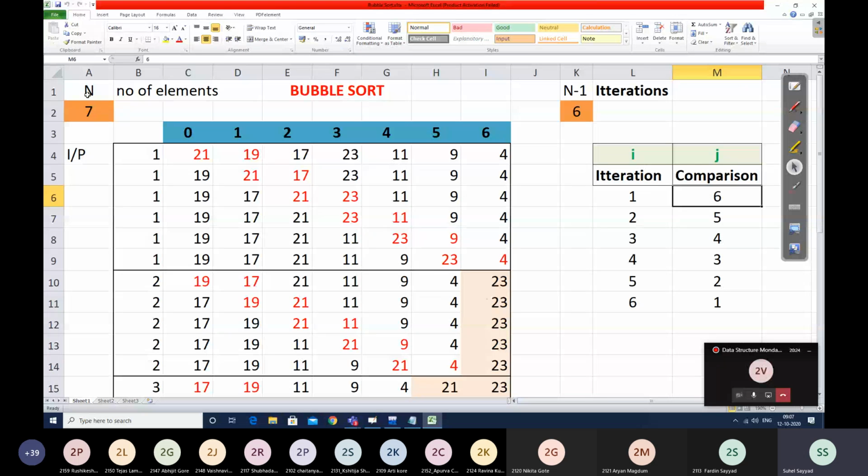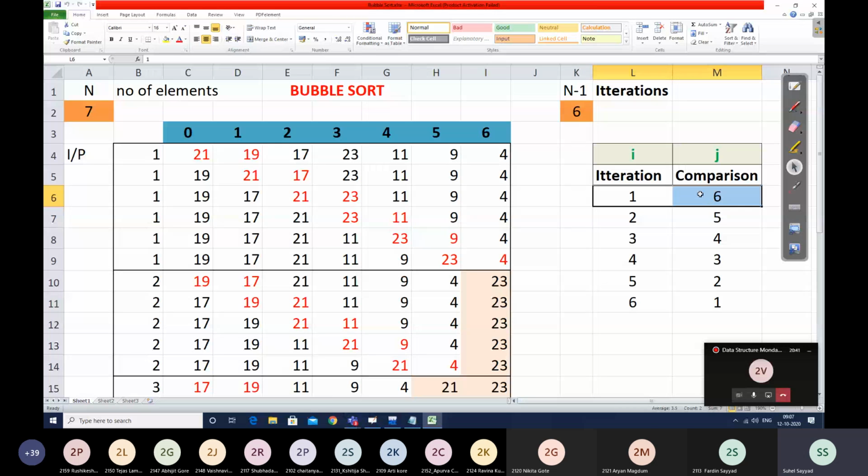As of now, just focus on the first iteration. So what is the maximum number of times the j loop should run? 6 times. So I am writing a similar condition for j also.